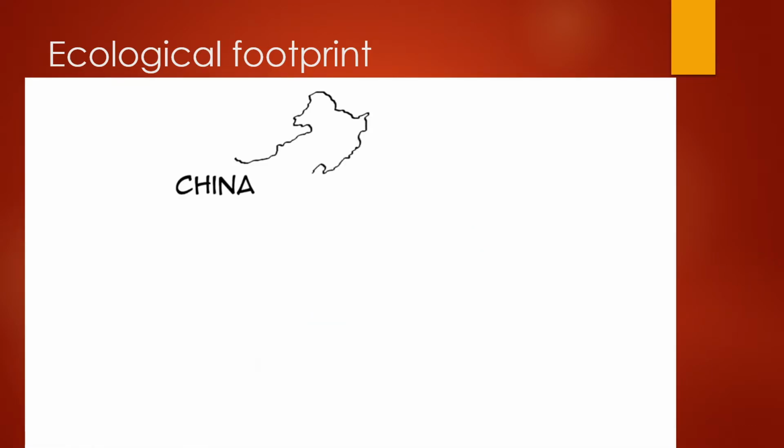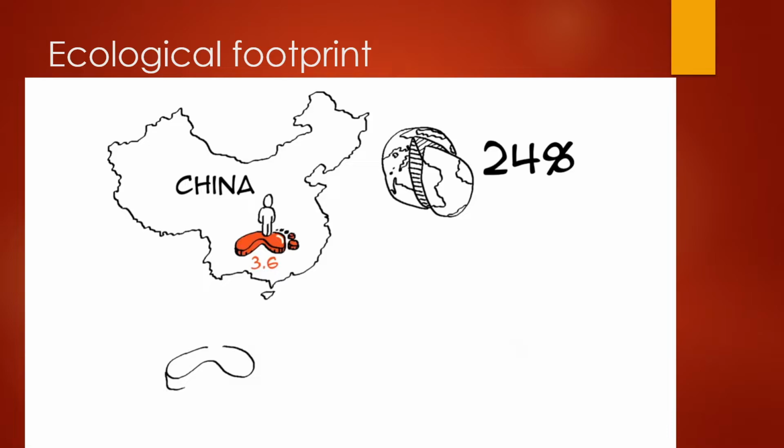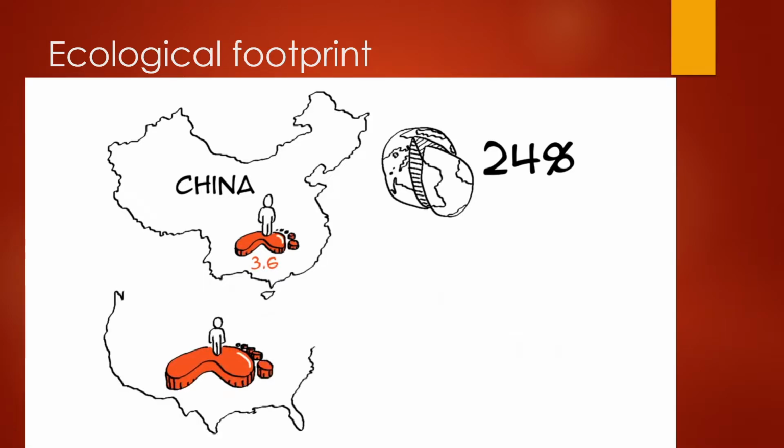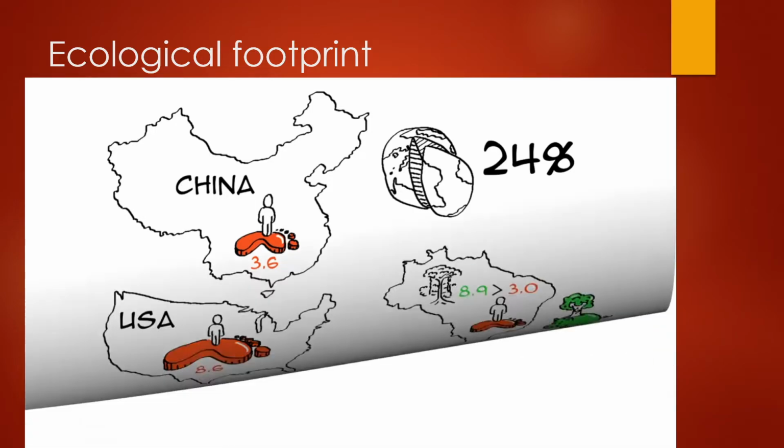China has the largest total ecological footprint, making up nearly 24% of the world's total ecological footprint. However, China's footprint per person is only 3.6 global hectares. By comparison, the footprint per person of the United States is much larger at 8.6 global hectares. Brazil, meanwhile, has an ecological reserve thanks to its immense forests. Brazil has a biocapacity per person of nearly 8.9 global hectares and a footprint per person of 3 global hectares.